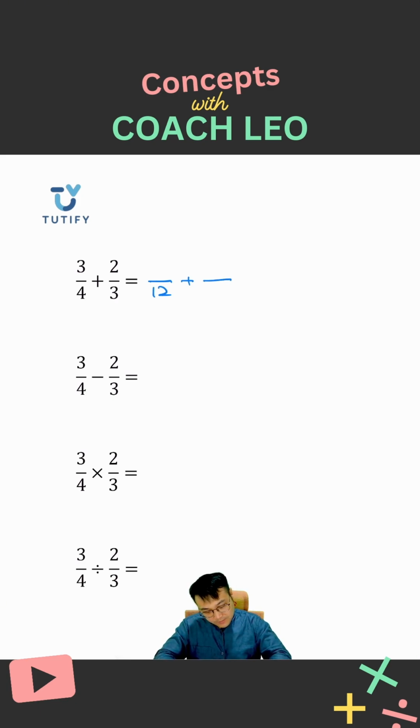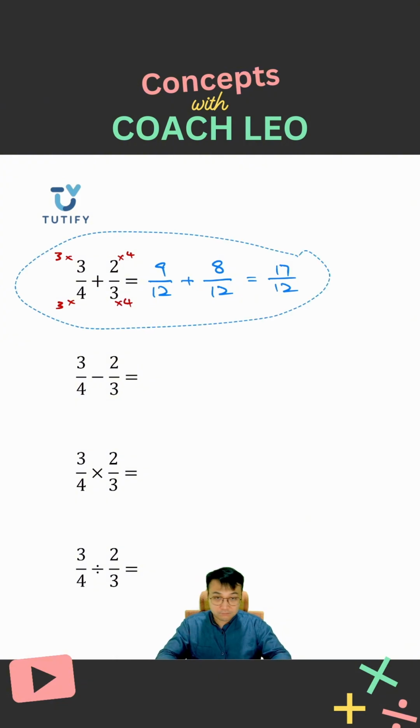First, we're going to give them the same denominator. 4 times 3 gives you 12, so 3 times 3 gives you 9 as the numerator. 3 times 4 gives you 12, so 2 times 4 gives you 8 as the numerator. And we will end up with 17 over 12. That is the standard way. Nothing wrong with that, pretty fast.